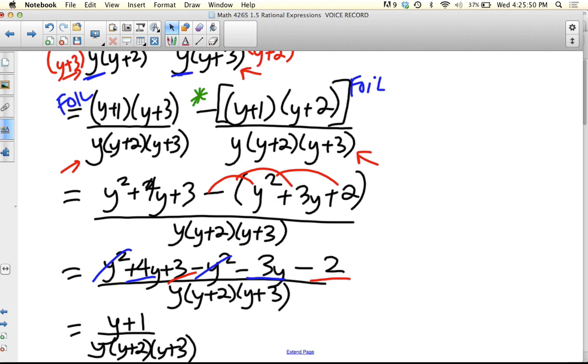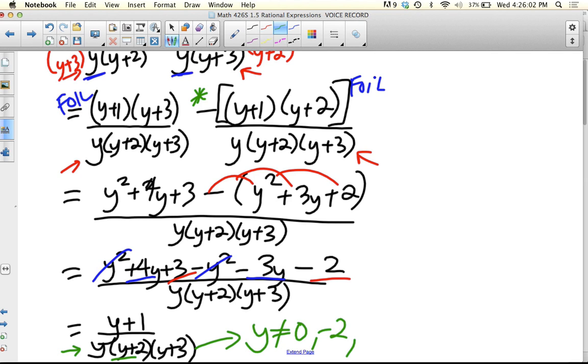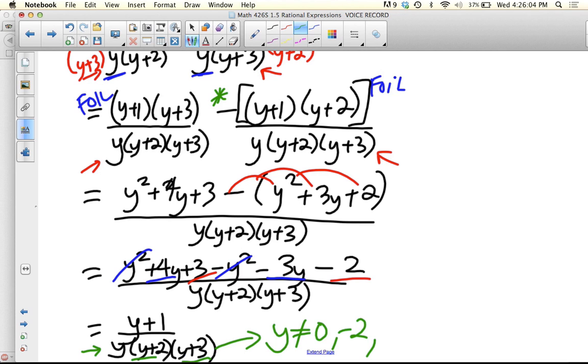All right, final answer. And our restrictions: y cannot equal, if you look here, 0. If you look here, it can't be negative 2. And here, negative 3.